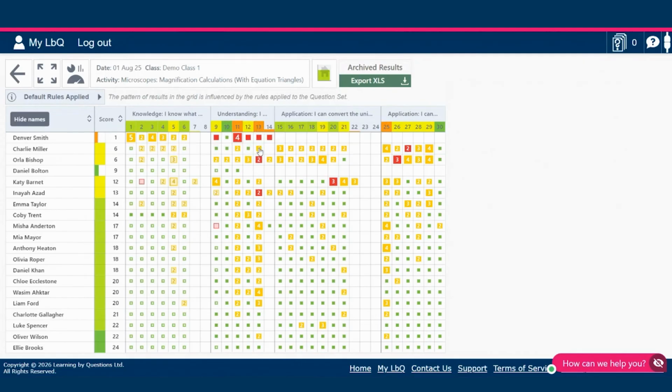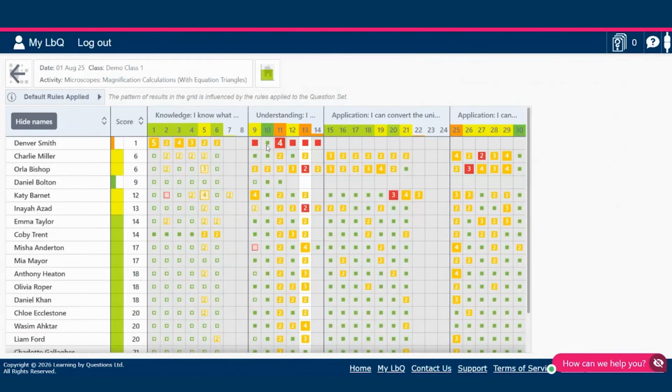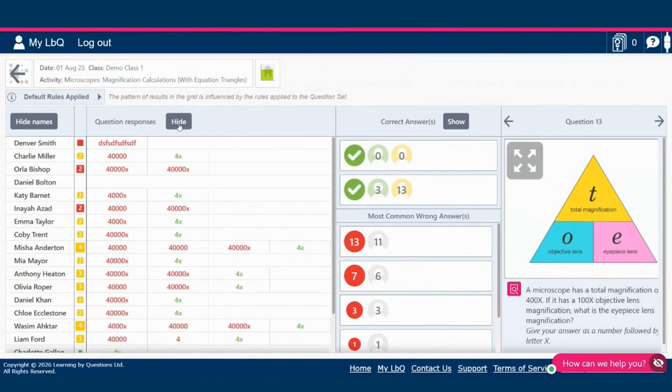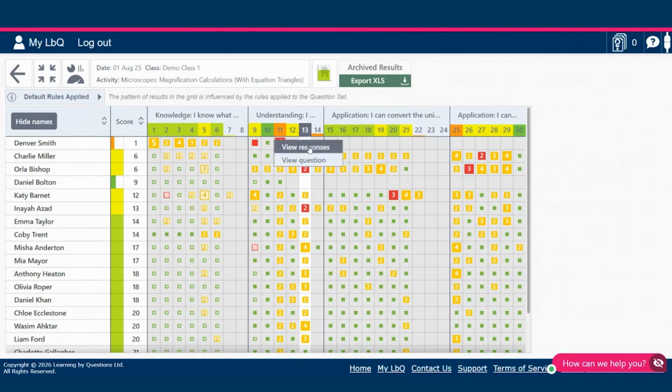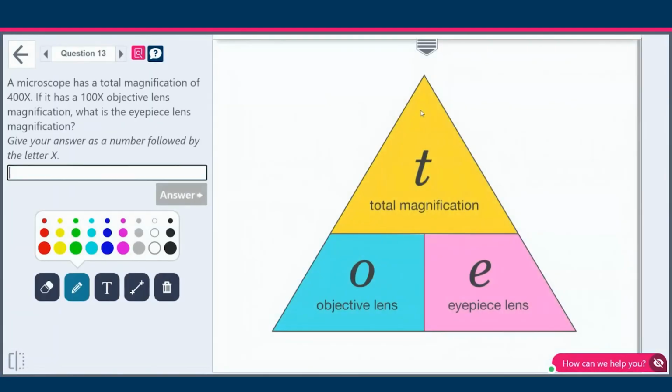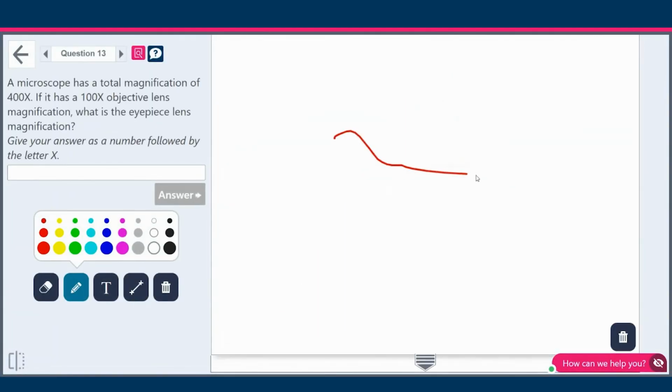We can also look vertically at individual questions that our entire class are struggling with. We can look at the responses for the entire class to see what misconceptions are out there. And once we've understood those misconceptions, we can bring up the question and do a little bit of reteach. Once the reteach is done, Learning by Questions has an ad hoc question function, which will fire out a similar question to the students to see if that intervention has actually worked, if the students have actually understood it.